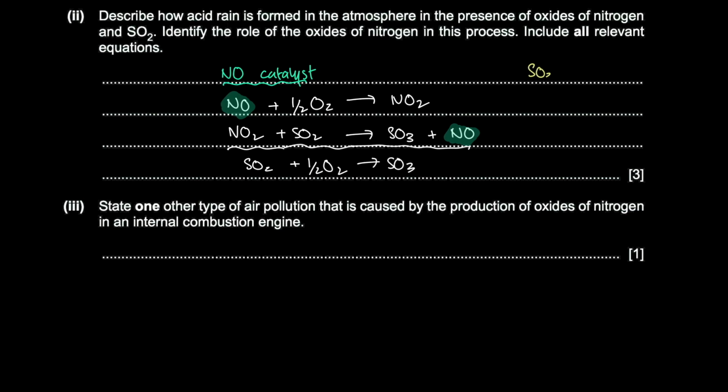The sulfur trioxide, when rain falls, combines with water to form sulfuric acid. So we get acid rain.